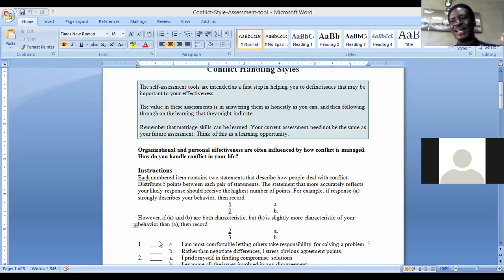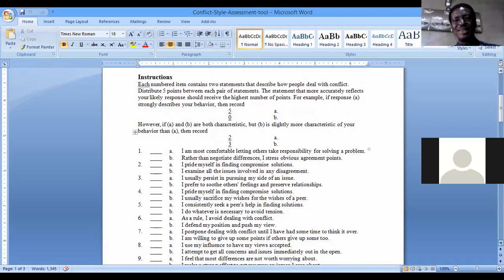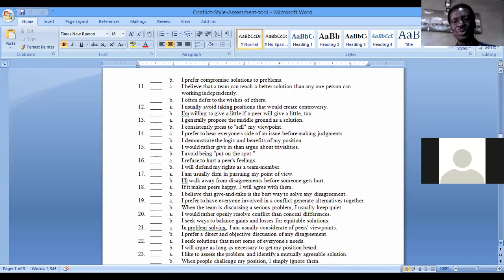If you do both A and B, then you share the points according to how you do them, either 3 and 2, or 2 and 3. Then you go to the next question, which is question 2. I pride myself in finding compromise solutions. If that's what you do, absolutely, you put 5 by A here in 2. If you do both of them, I examine all the issues involved in any agreements, and you also pride myself in finding compromise solutions, then you share the 5 points as either 2 and 3 or 3 and 2. That's what you will do all the way down to 30.